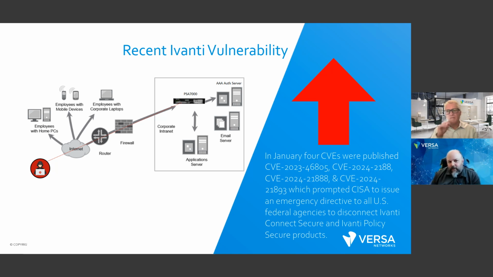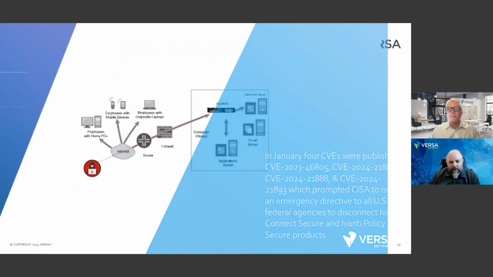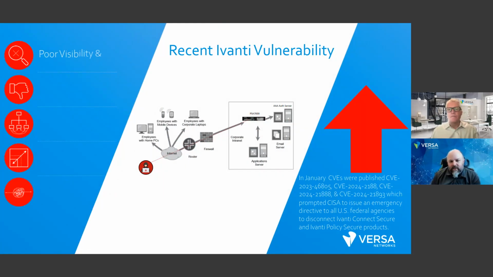So, like I said, it's a little bit of an impact to the federal government. And what does this also mean to the commercial segment? Well, CISA actually went through and issued an emergency directive to all U.S. federal agencies to disconnect Ivanti Connect Secure and Ivanti Policy Secure products. And why was that? Well, I talked a little bit about how do I track it? How do I see certain things?